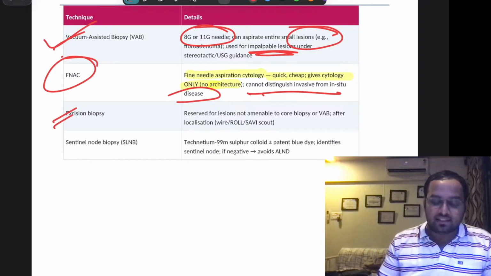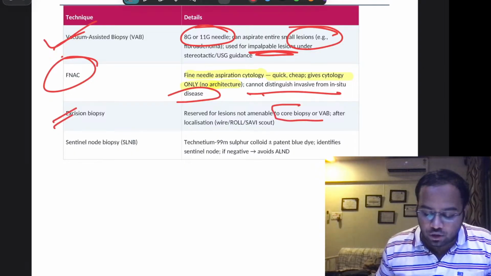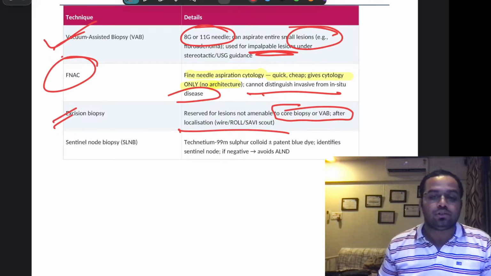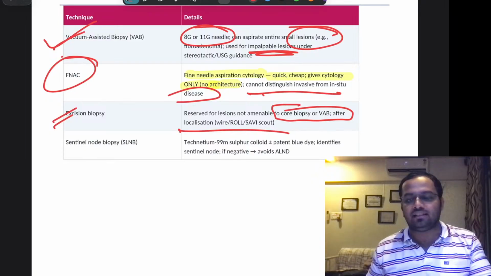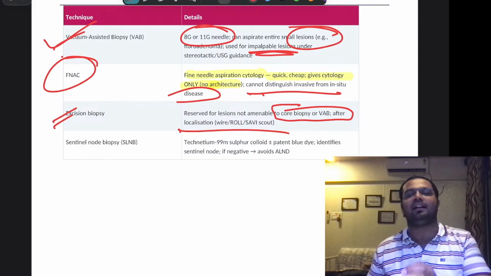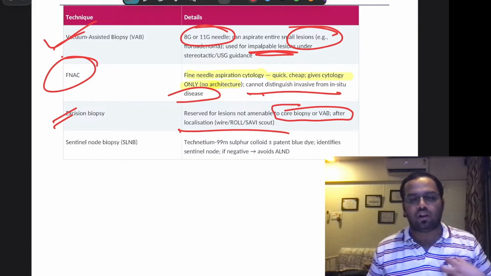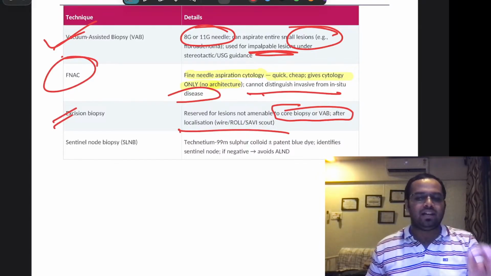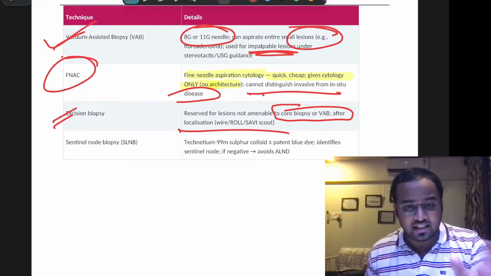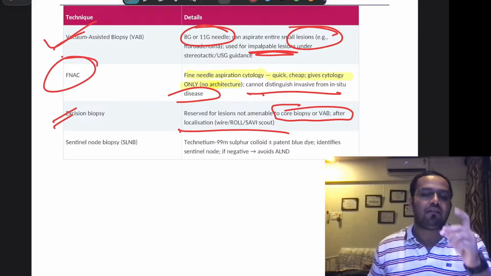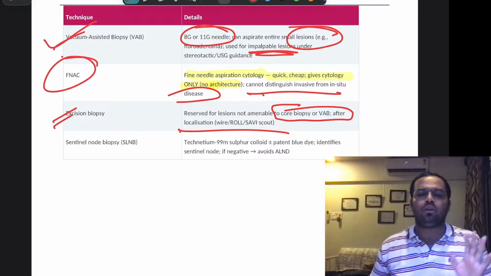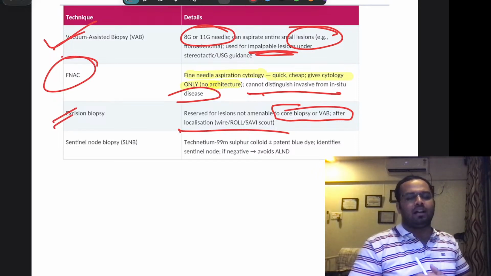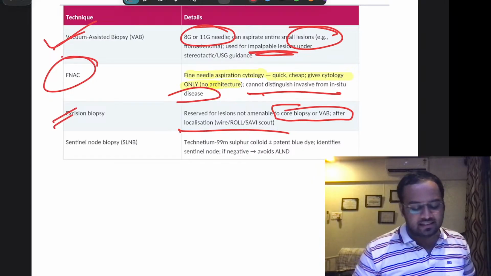Excision biopsy is reserved for lesions which are not amenable to core biopsy after localization. Many times, even after localizing the disease, the biopsy comes back persistently negative. So whenever you have a disorder in the breast where you feel something is wrong, the patient has a family history, and radiologically also there seems to be a problem, that is the time when you clip the disease and go for an excision. Remove the entire tumor and send it for biopsy. That is the excisional biopsy.